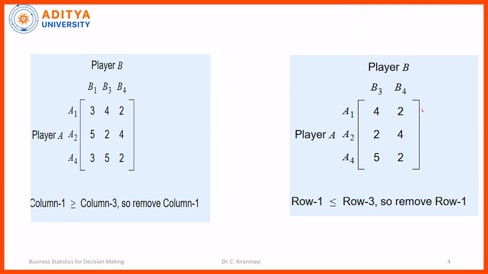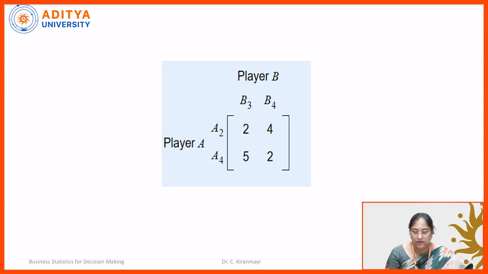Next, compare row 1, row 3. Okay. 4, 5, 4 is lesser, 2, 2 equal. Therefore, we can say row 1 is less than row, that is A4, or you can say A1 is less than A4. Therefore, A1 must be deleted, row 1 must be deleted, this one, and the resultant matrix is going to be this one. Now, we know how to solve the 2 by 2 game.